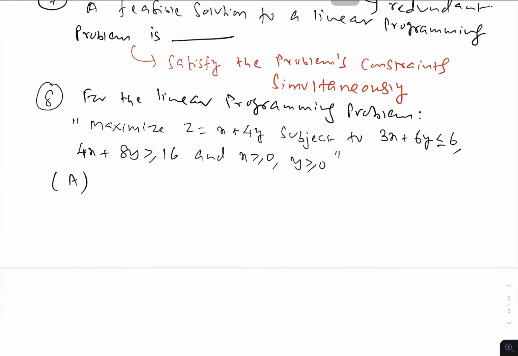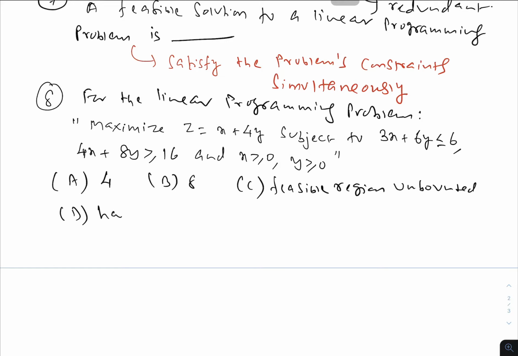so the value of the maximum z is 4, 8, then feasible region unbounded, and fourth has no feasible region.